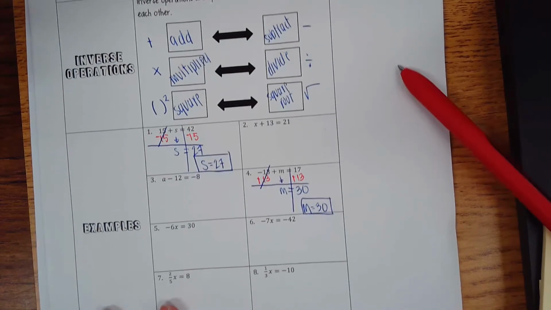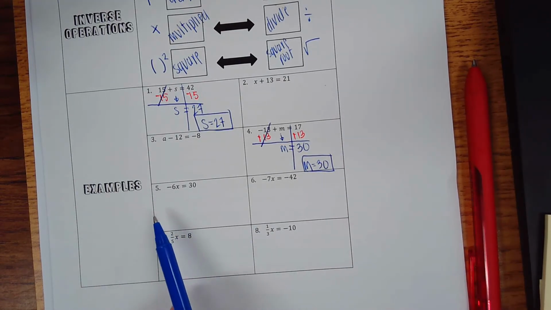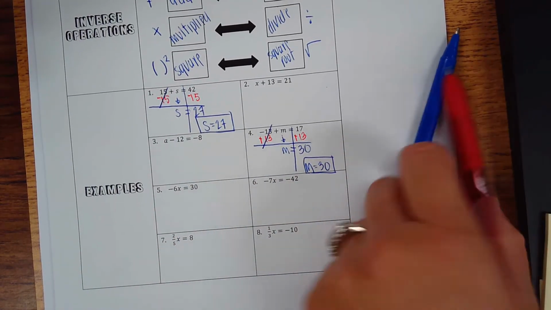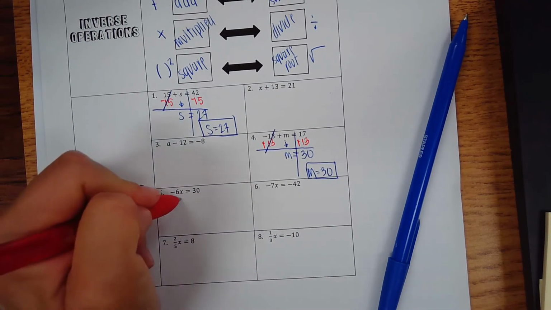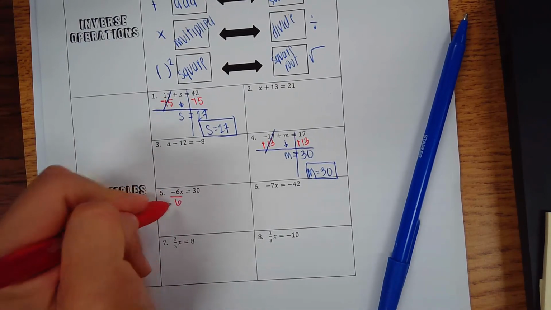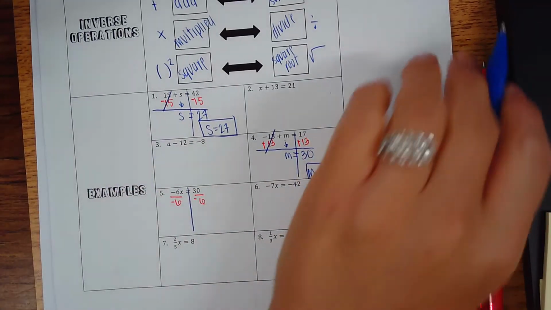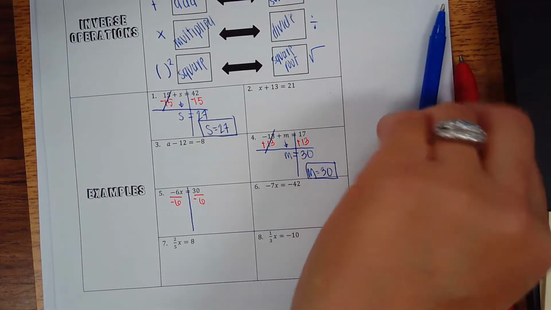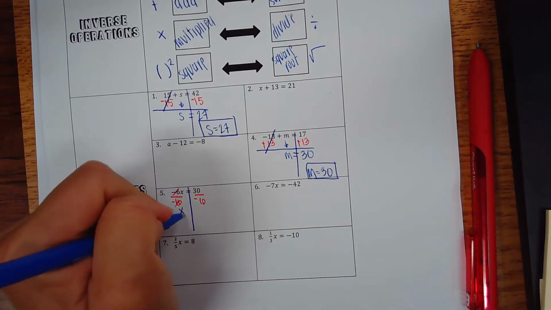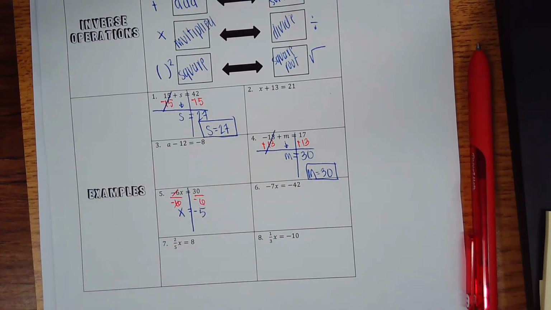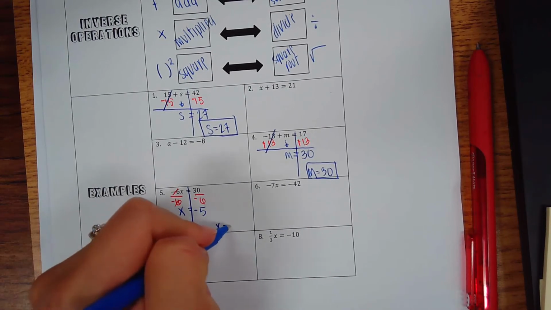Okay, I'm going to jump down here to number 5, and again, I want to get this negative 6 by itself. So it's being multiplied. In order to undo it or do the opposite of what you're seeing, I'm going to divide by negative 6 and divide by negative 6. Oops, I forgot my line down the equal sign. When I do that, this 6 and this 6 cancel out, and I'd be left with x equals negative 5. 30 divided by negative 6 is negative 5. X equals negative 5.